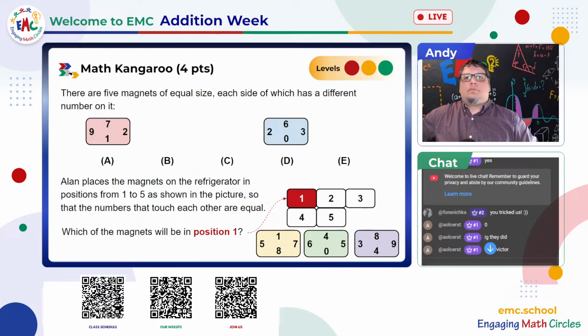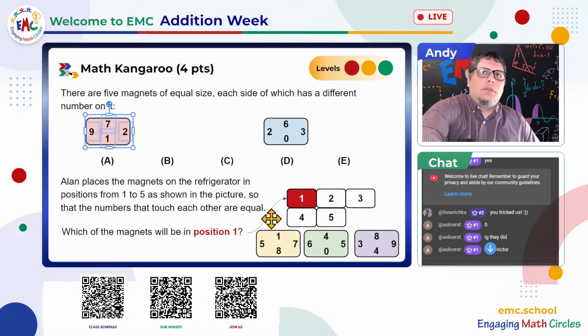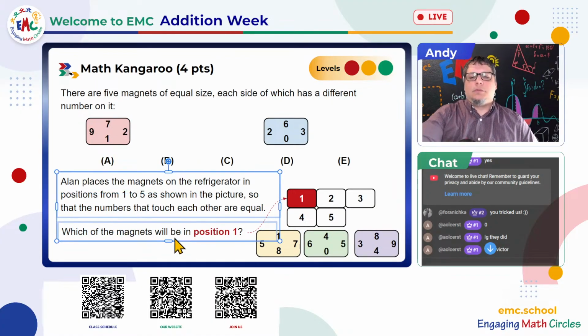Wait a minute. We can't do it this way because 7s, when they touch each other, they have to be equal to each other, right? So 7 and 6 and 3 and 5 doesn't work. So it looks like we have to have pink above yellow. Oh, that works. 1 and 1 works. Let me make some room here.